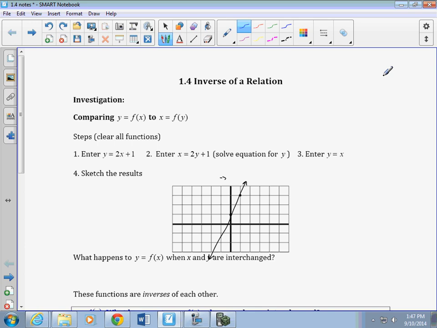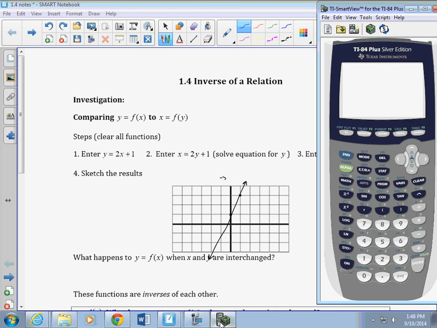1.4 is the inverse of a relation. So what we're looking at is normally what we look at when we discuss a function: we look at y is equal to f(x). But what we want to do is see what happens when we invert it and we say x is equal to f(y). So we're going to try one on the calculator and then do the comparison to see what happens when we change that.